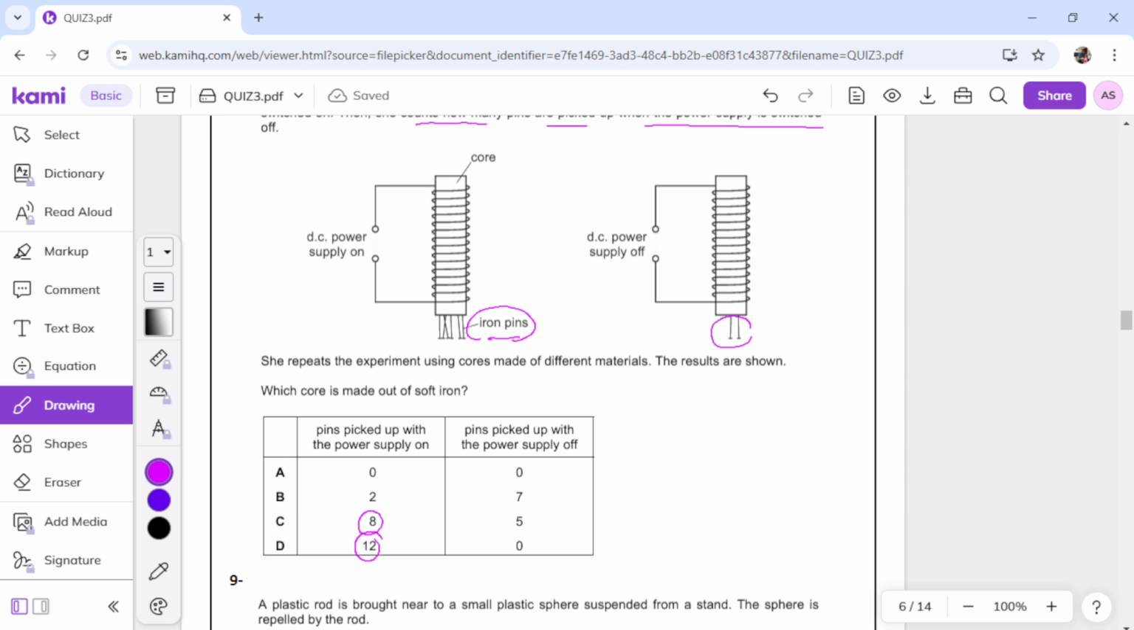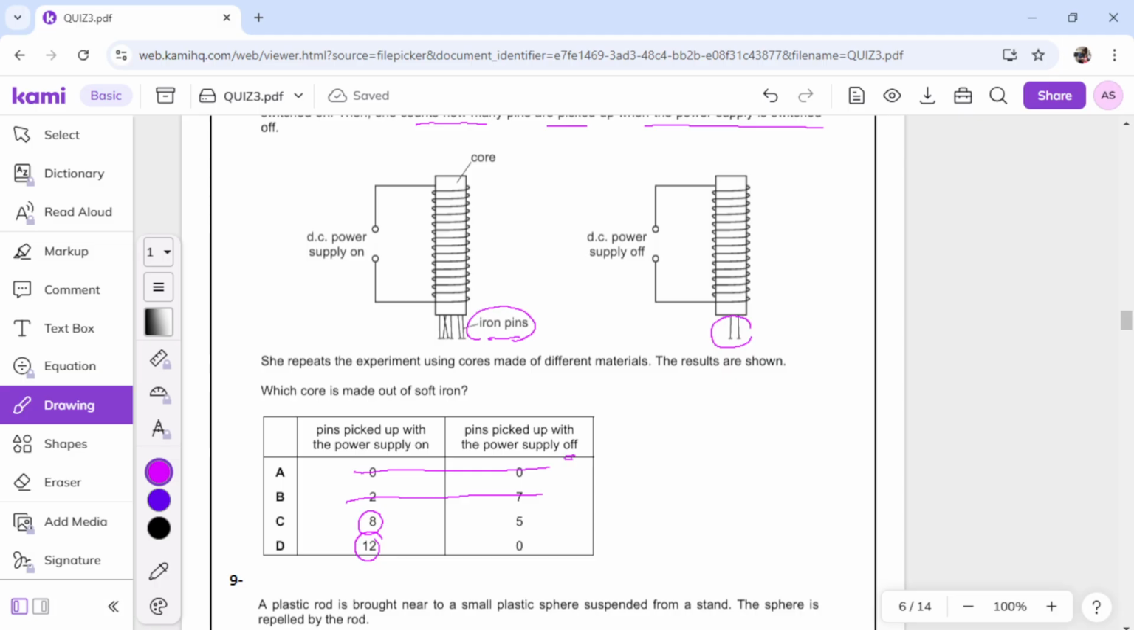Okay, and the pins picked up with the power off. Of course we have to cancel this because it means it's not a magnetic material, and we will cancel this one because we can't attract pins with current. It means the electromagnet is working less than when it's off, so this is incorrect. Now we have to choose between C and D.